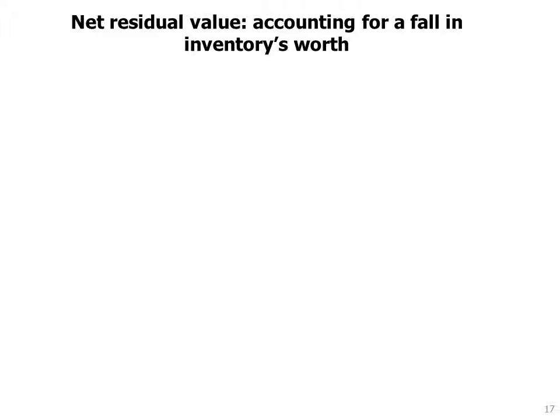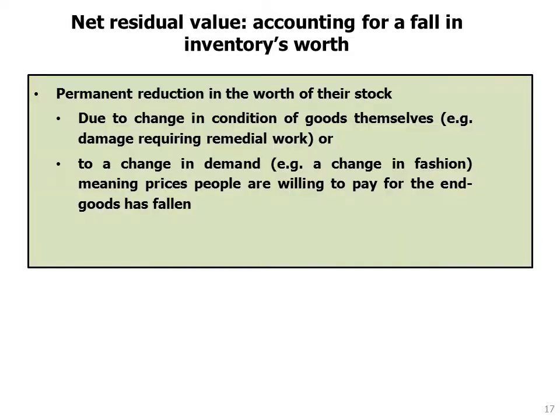Let's visit net realisable value. So net realisable value is related to the accounting for a fallen inventory's worth, and it is necessary to reflect any permanent reduction in the worth of the stock. And this might be due to a change in the condition of the goods themselves, for example, flood damage or other damage requiring remedial work to make it saleable, or it could be due to a change in demand, for example, a fashion fad, meaning that prices people are willing to pay for the end goods have fallen. So it could be due to changes in the condition of the goods or change in demand.